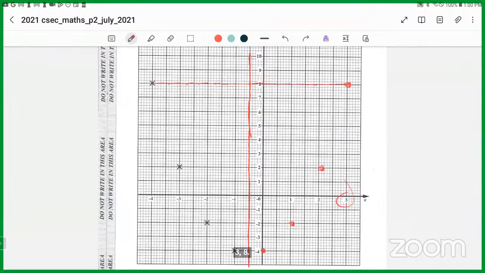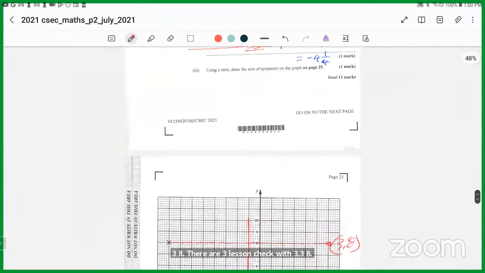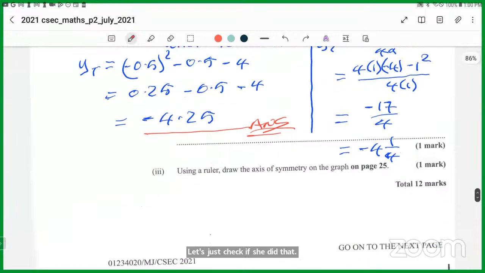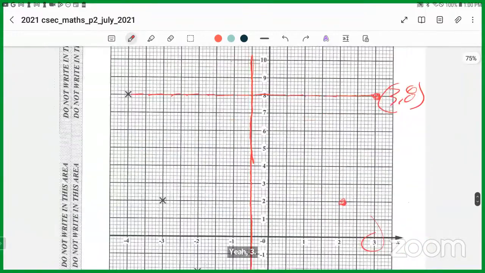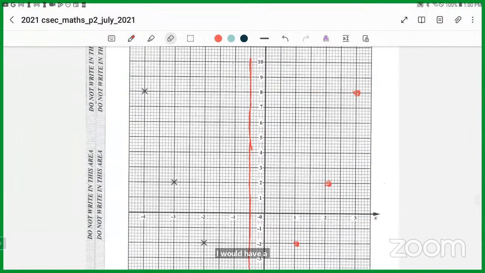Let's check if (3, 8) is a point. There you go, (3, 8). So you can actually draw it just using the symmetric nature of it. You don't have to plot everything and go back and forth to the table. That's how I want you all to know it.